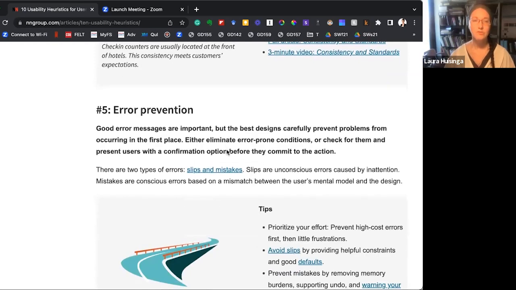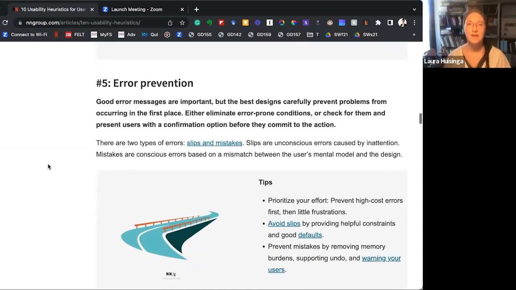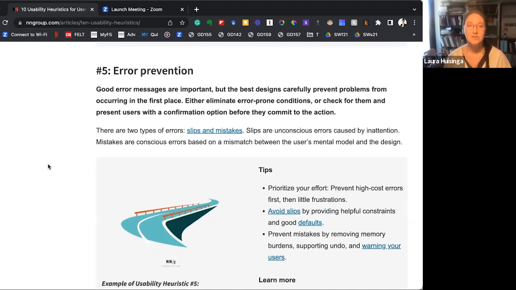Number 5, error prevention. Good error messaging is important, but the best designs carefully prevent problems from occurring in the first place. Either eliminate error-prone conditions or check for them and present users with a confirmation option before they commit the action. So there are 2 types of errors, slips and mistakes. Slips are unconscious errors caused by inattention. Mistakes are conscious errors based on a mismatch between the user's mental model and the design.